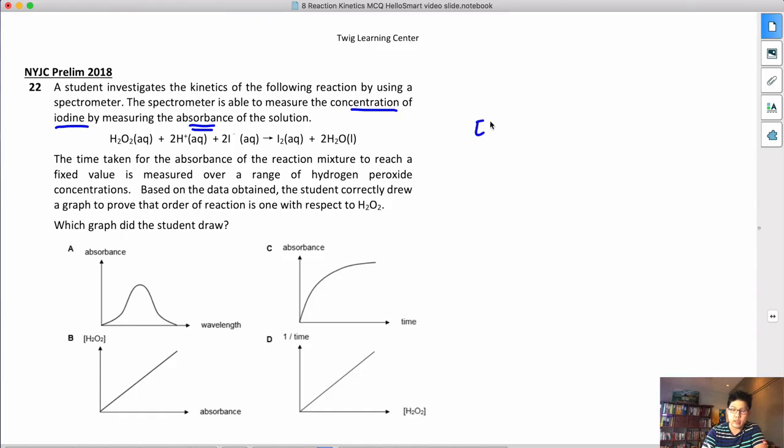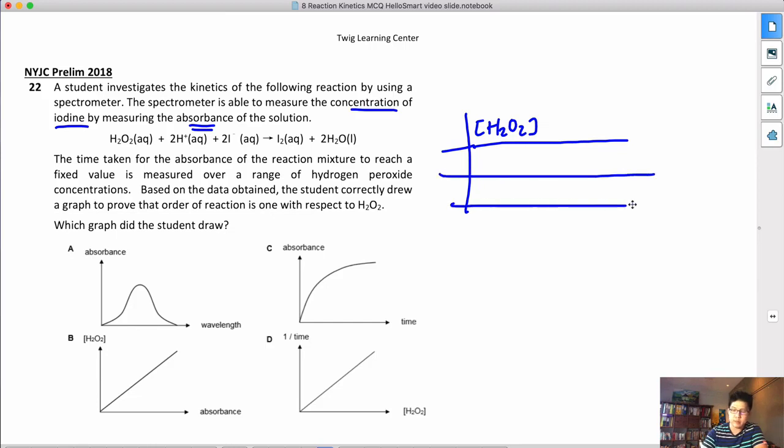So the table looks like that. You vary the concentration of H2O2. So you do this experiment a few times. You vary the concentration of H2O2 and you measure the time, alright? And this time is the time taken for a fixed, this is important, a fixed value for the absorbance of the mixture to reach a fixed value.